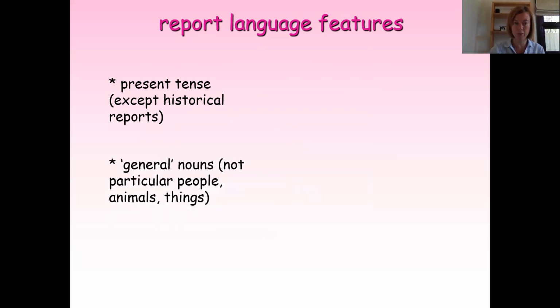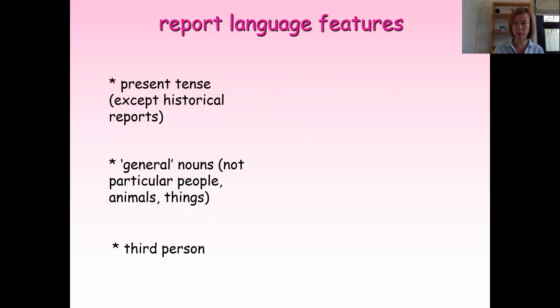General nouns are used, so not particular people, animals or things. So you're not writing about one particular hedgehog, you're going to be writing about all hedgehogs. When I show you my planning, I'm going to be writing about cats, so I'm not writing about one or two particular cats, I'm not going to write about my cats in particular, I'm writing facts about all cats. So we use general nouns.